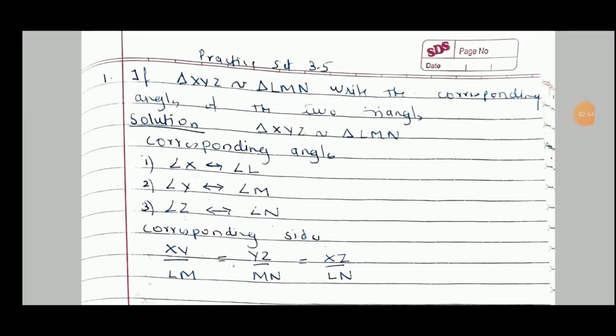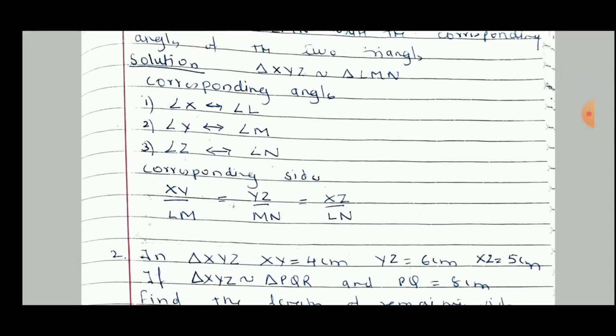Triangle XYZ is similar to triangle LMN. Write the corresponding angles of the two triangles. So in triangle XYZ similar to triangle LMN, corresponding angles are angle X corresponds to angle L, angle Y corresponds to angle M, and angle Z corresponds to angle N. So corresponding sides are XY upon LM equal to YZ upon MN is equal to XZ upon LN.